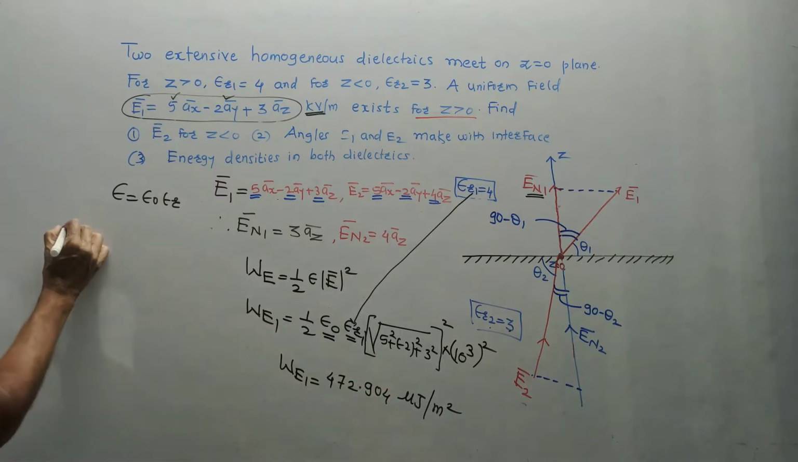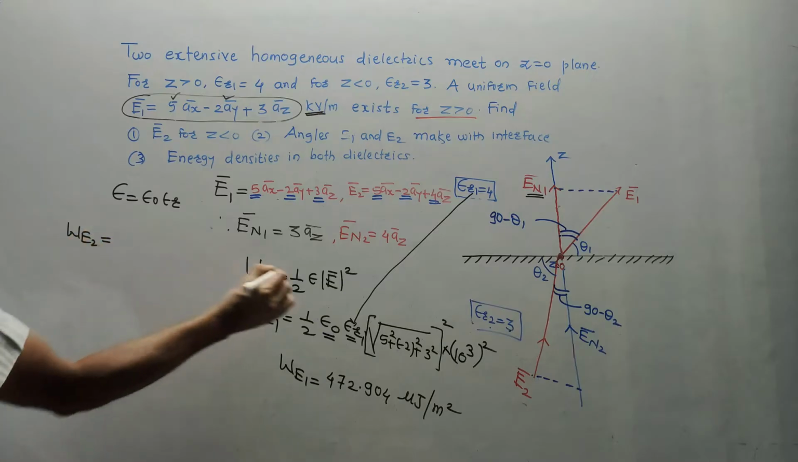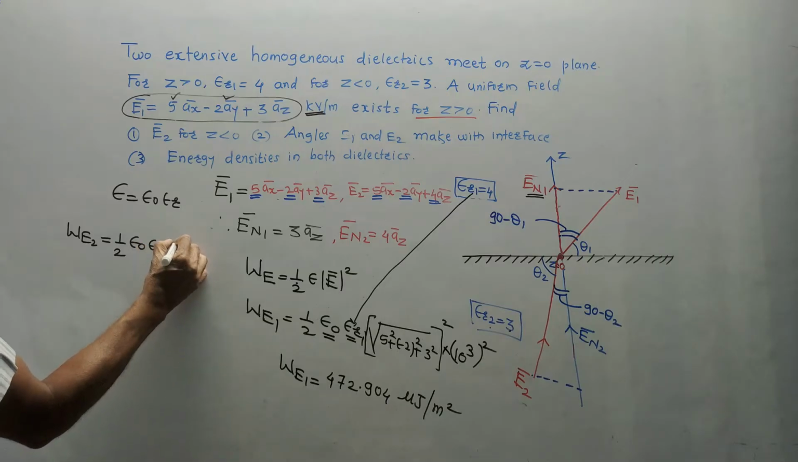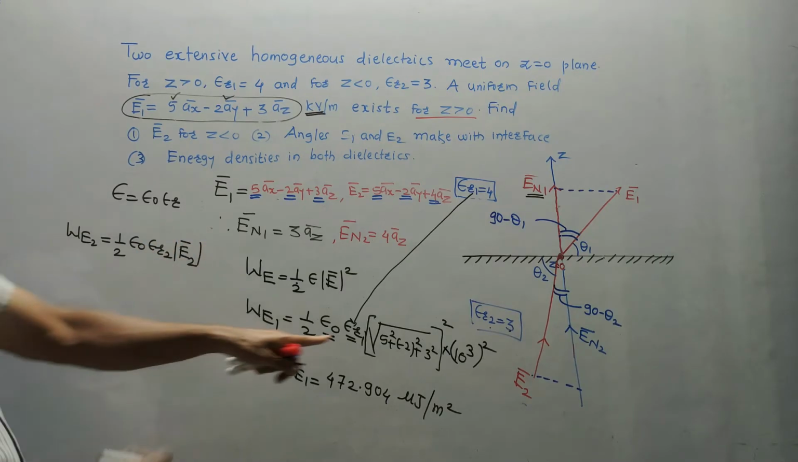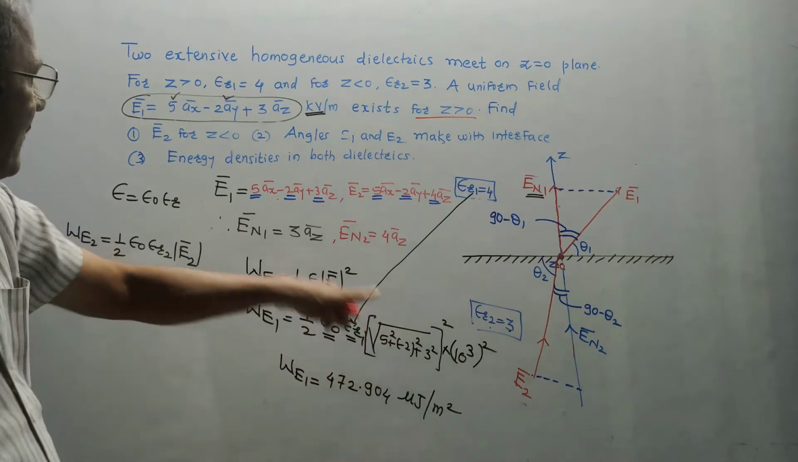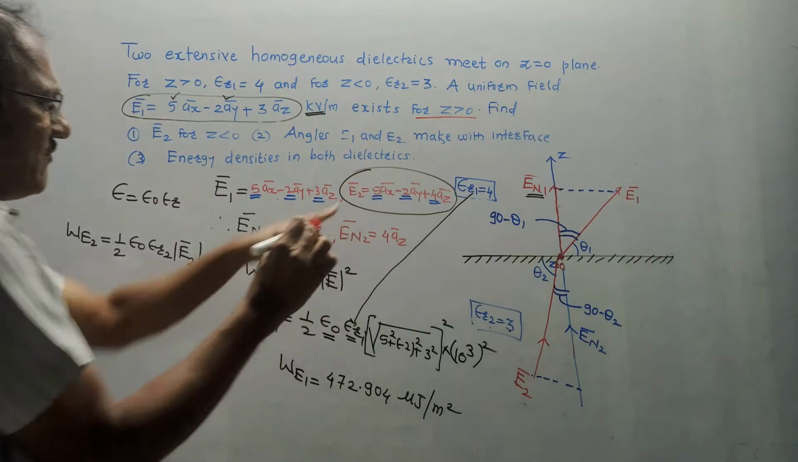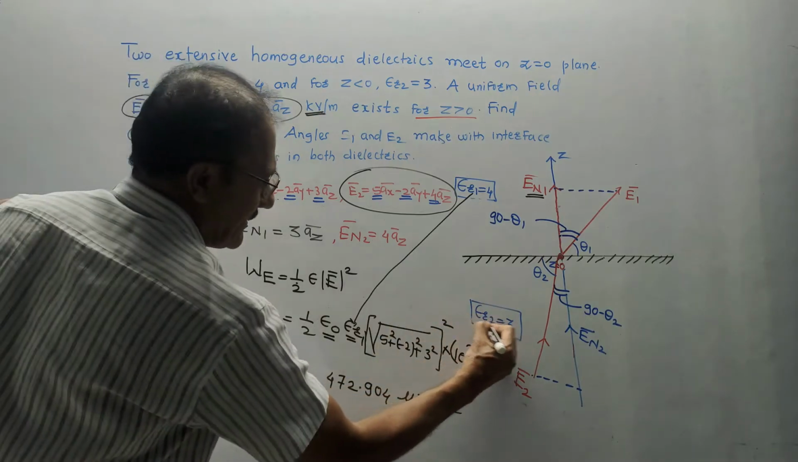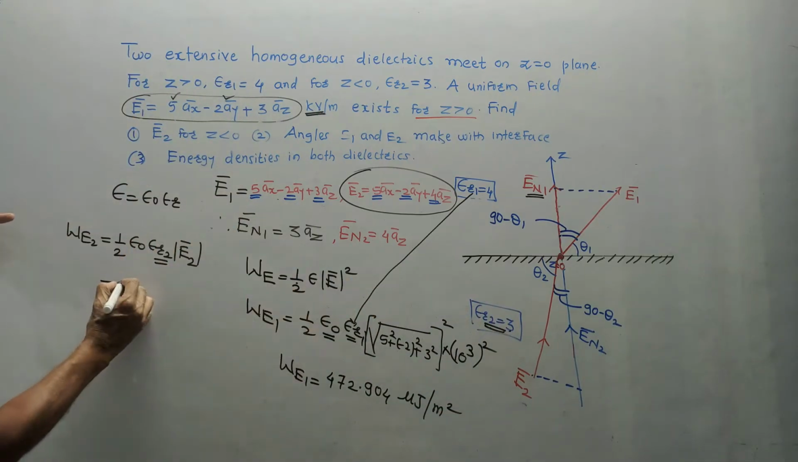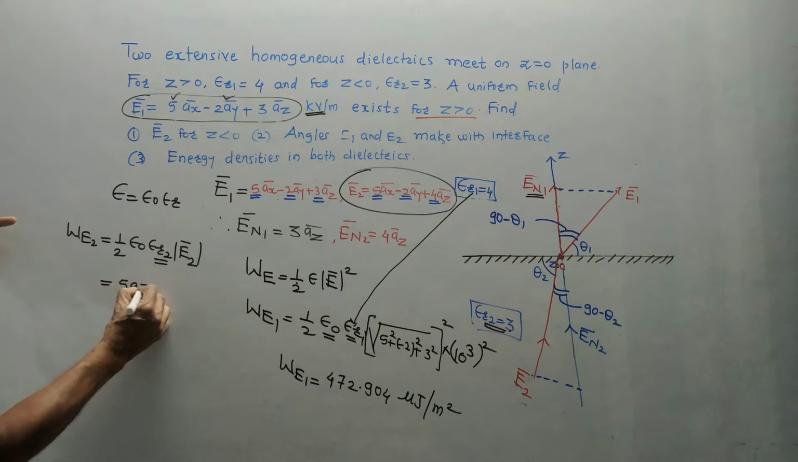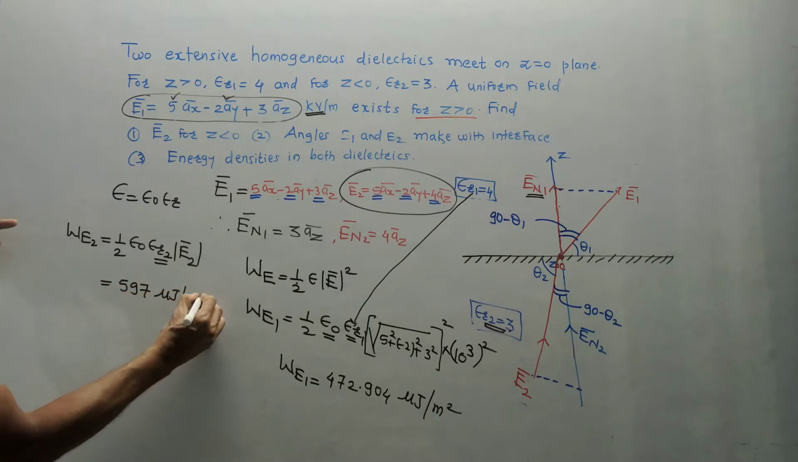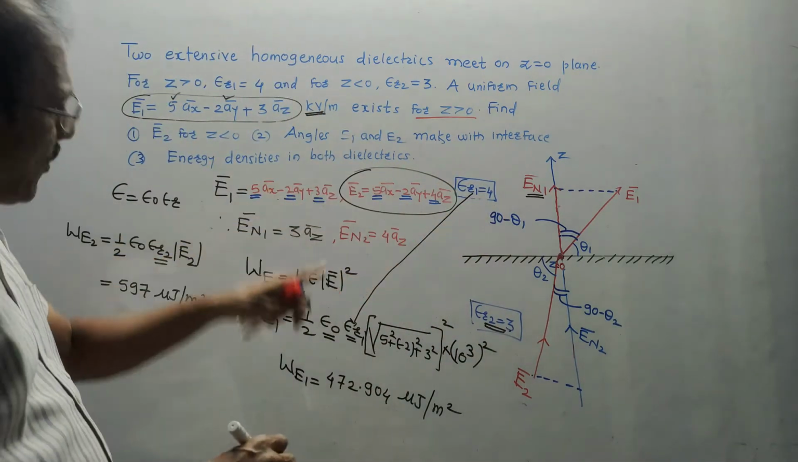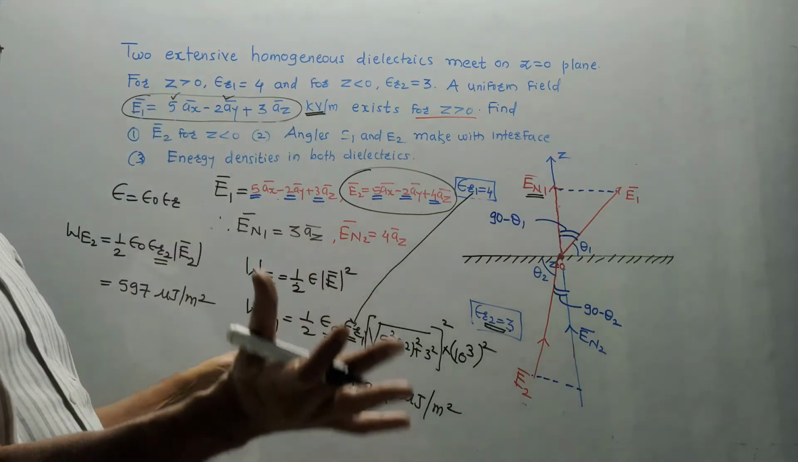Same way, if I want to calculate the value of WE2, same formula I am referring to, 1/2 epsilon 0 epsilon r2 into mod of E2 bar. In the earlier case I used the formula of E1 bar. Now E2 bar is this equation. So same way, if you just put the values and do the calculation on the calculator, epsilon r2 is again 3. Simply put the values like the previous case. This answer will be 597 microjoules per meter square. So this is the way how to calculate the different components as far as the electric boundary conditions are concerned.